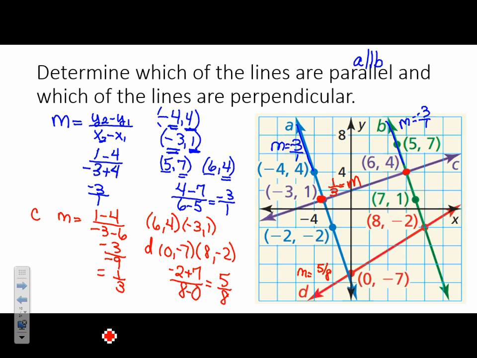A and C. 1/3, -3. These two are perpendicular. Do we have any other perpendicular lines? B and C is also perpendicular. -3 over 1, 1/3. So A is perpendicular to C, and B is perpendicular to C. Everybody good with that? Okay.